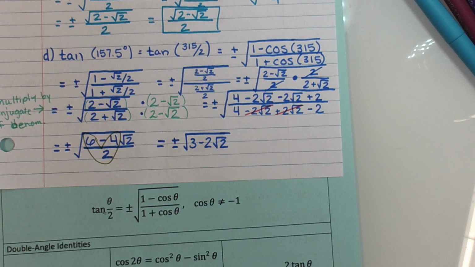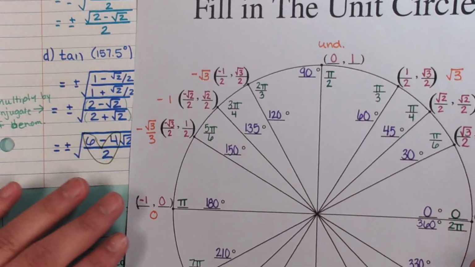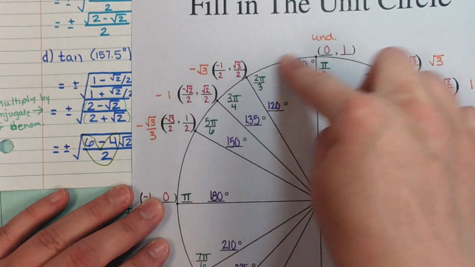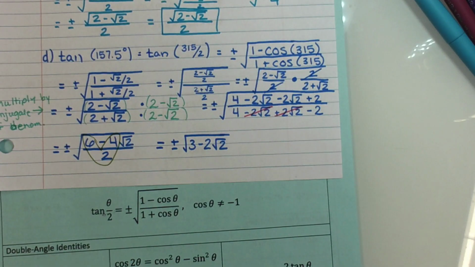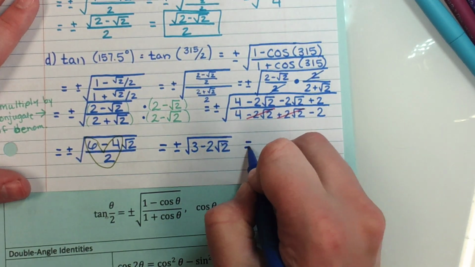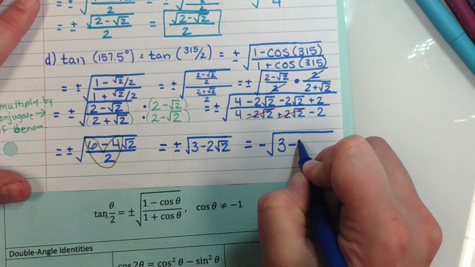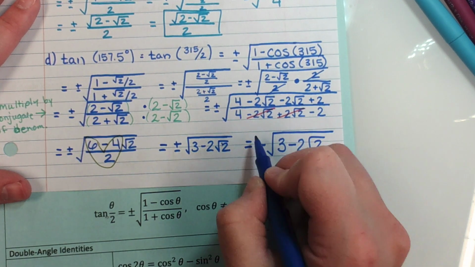Final thing, positive or negative? Why? Because all of tangent on 157.5 degrees is negative. The key thing is you're looking at the 157.5 degrees. You're looking here. And in this area, tangent is negative. Make sure your square root is still over all of that.